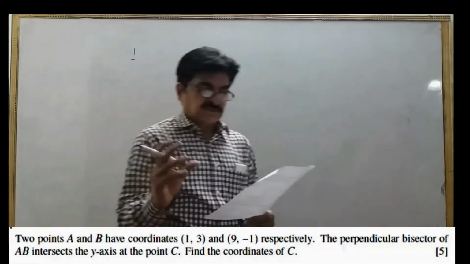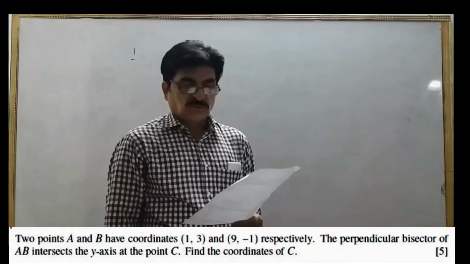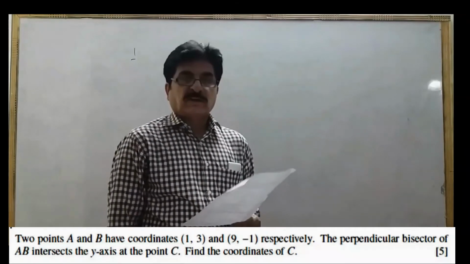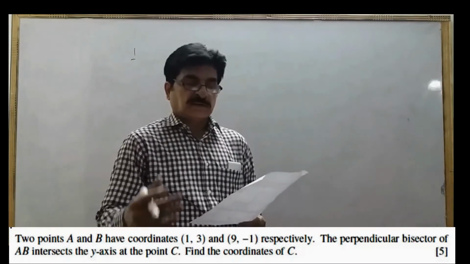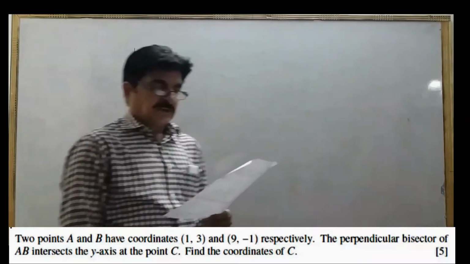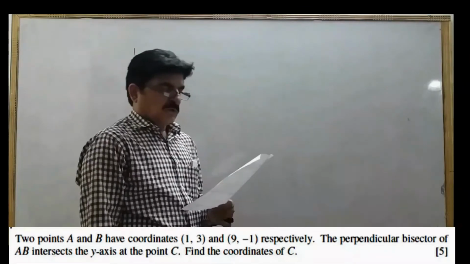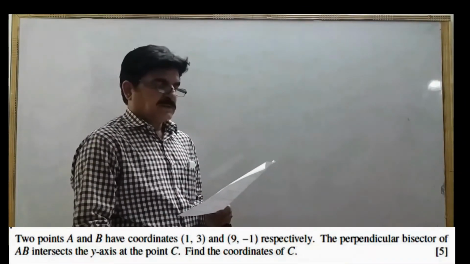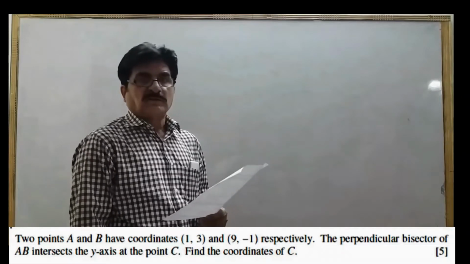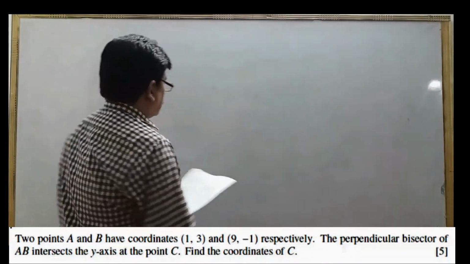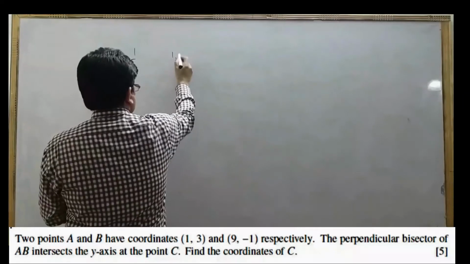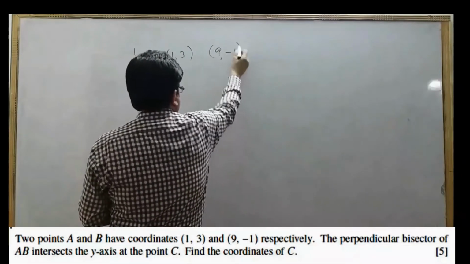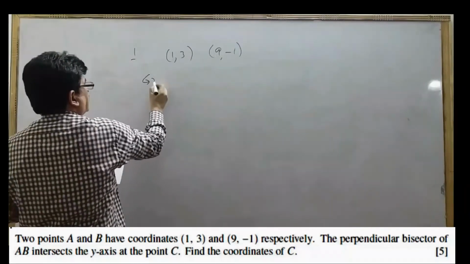Now in this question you must keep in mind what perpendicular lines are and how their gradients are related. Firstly we will find the gradient from the two given points, and this gradient will be used for the perpendicular bisector. So you have first point (1, 3) and second point (9, -1). You will find the gradient.